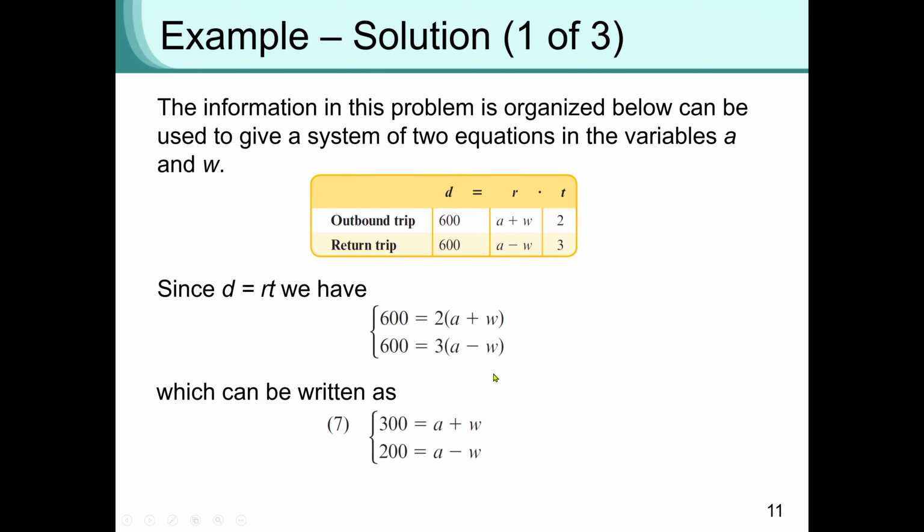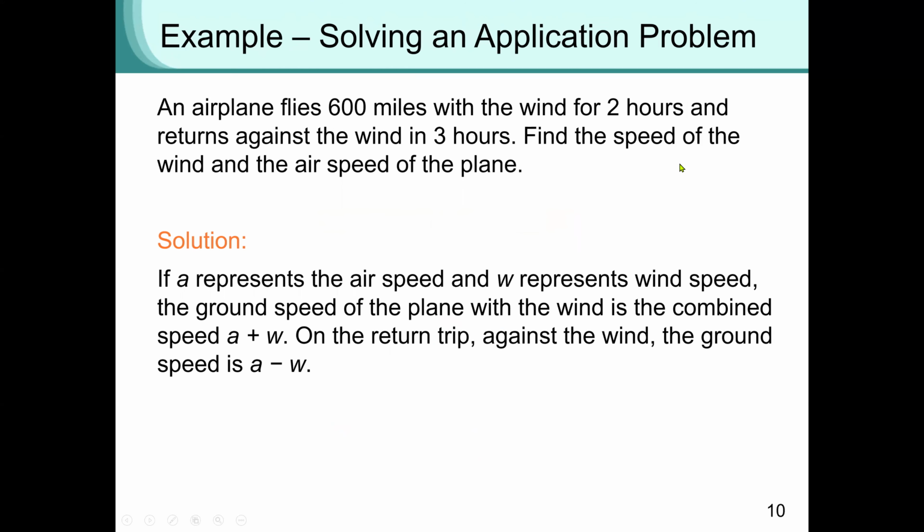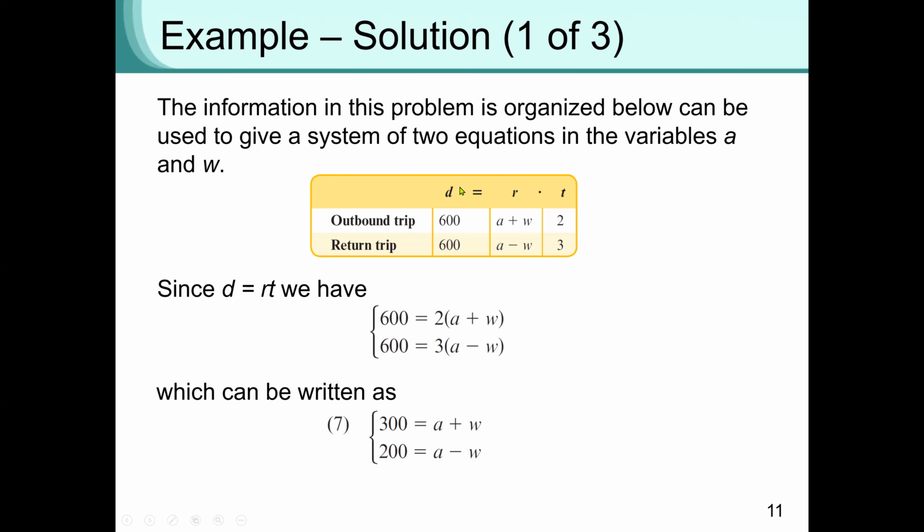So from here, our main goal is to find the values of A and W, because that's what the question was asking. The question said we should find the speed of the wind, which will be the W, and also the air speed of the plane, which will be the A. So we have our expression, we reduce it by the 2 and 3, so we get 300 equals A plus W, and 200 equals A minus W.